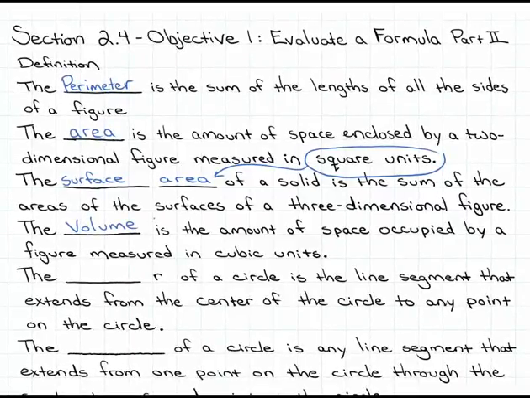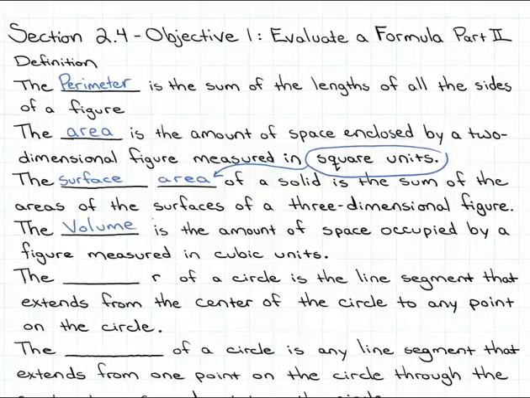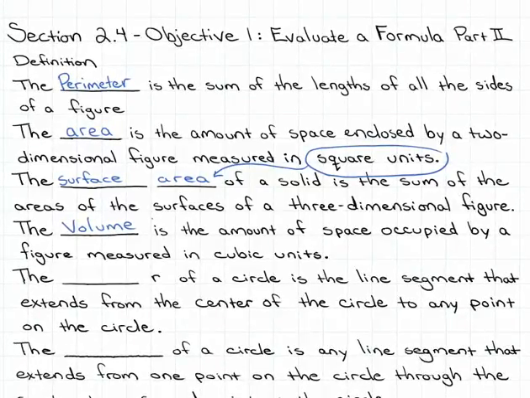The volume is the amount of space occupied by a figure measured in cubic units. The radius r of a circle is the line segment that extends from the center of the circle to any point on the circle.